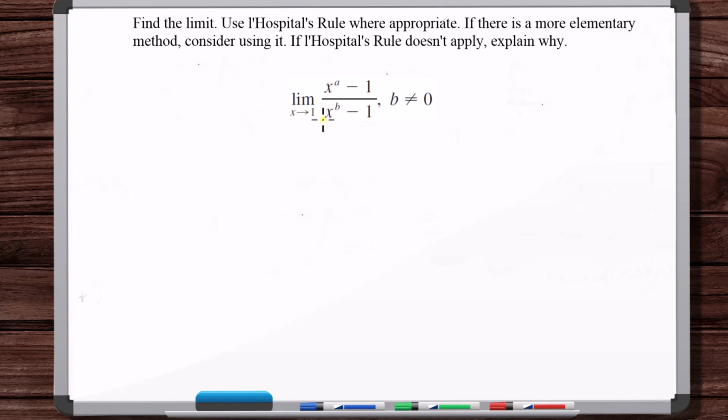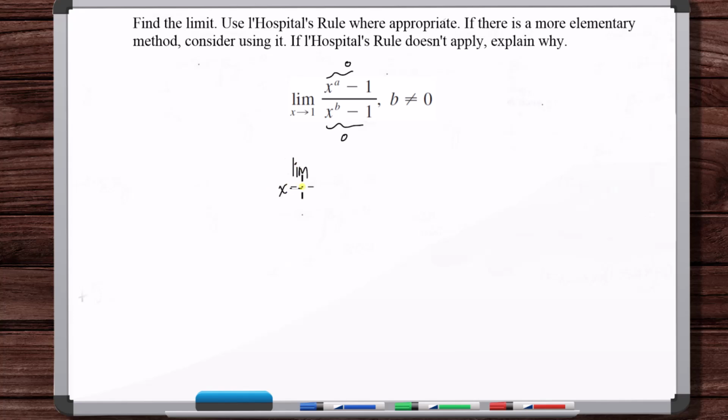Okay, so let's plug in x equals 1. You get 1 to some number minus 1. This goes to 0. Okay, b is not equal to 0, so you get 1 to some number that's not equal to 0, minus 1. This is also going to be 0. All right, so this is an indeterminate form of type 0 over 0.